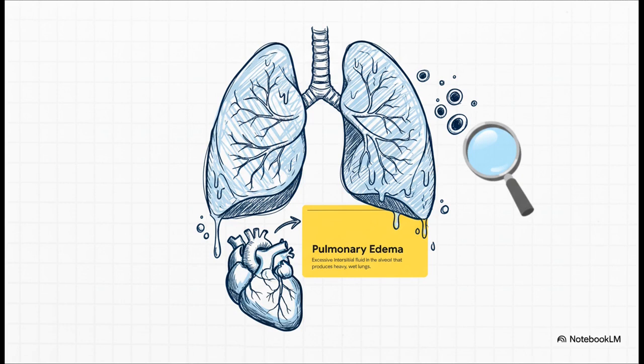Okay, the other basic failure is pulmonary edema. Essentially, the lung is drowning in its own fluid. Now, this can be caused by hemodynamic problems, typically left-sided heart failure, or by a direct injury to the alveolar wall itself. The lungs become heavy and just wet.